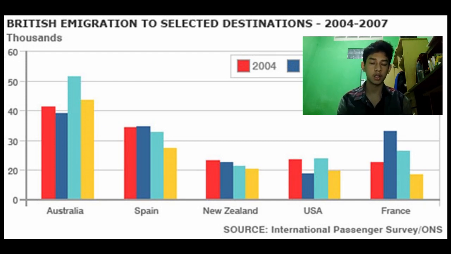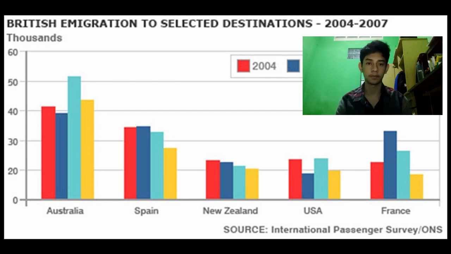Spain was the second highest place at around 35,000 people selected by 2004, while the other 3 countries were selected by fewer people, nearly 25,000 people equally.